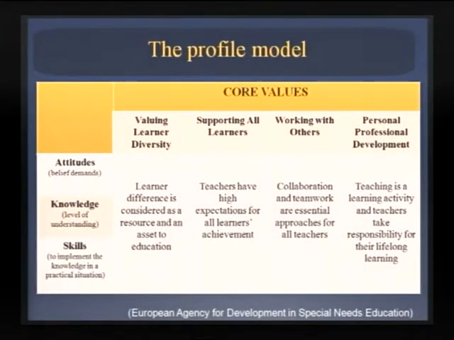By these agency lenses, the inclusive profile is seen as built on four core values: valuing learning diversity, supporting all learners, working with others, and personal professional development. And these core values are associated with teachers' competence areas that are made up of three main elements: attitudes or beliefs, knowledge or level of understanding, and skills to implement the knowledge in a practical situation.